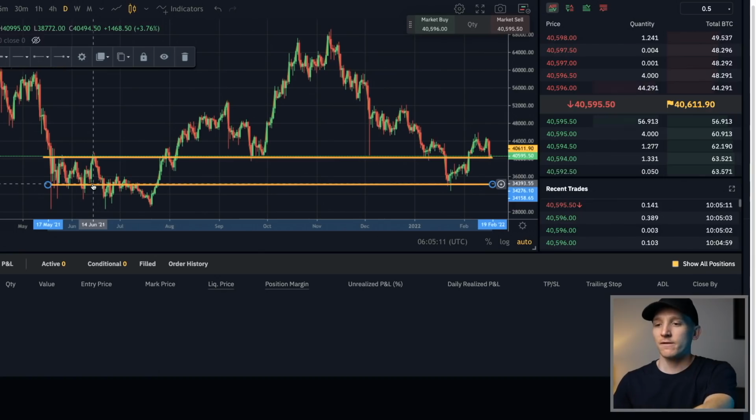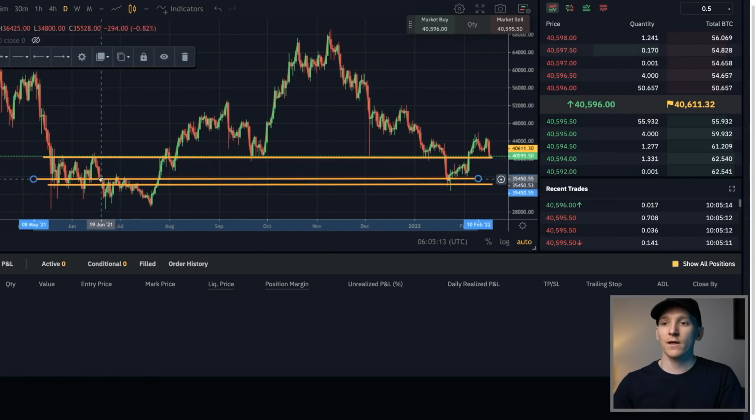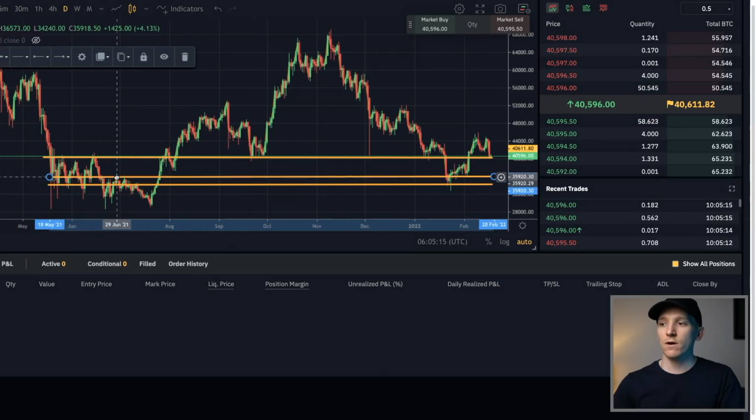So if I just copy this and paste it, we can draw another level on, and I would say this level around kind of here is another level. So you're actually seeing a lot of price action around here. It was resistance back here and then support here. So this is another level.